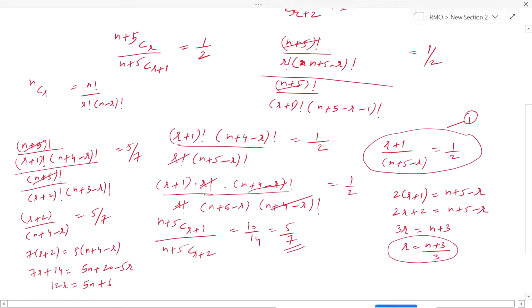Okay, now just substitute r over here. So it's 12, instead of r I'm putting n plus 3 by 3, this one. 4 times. Solve it and get the value of n.